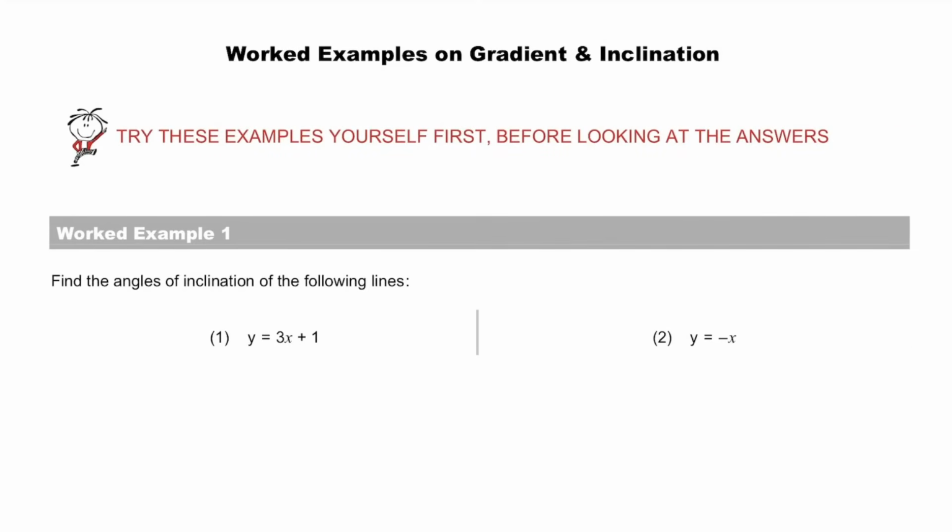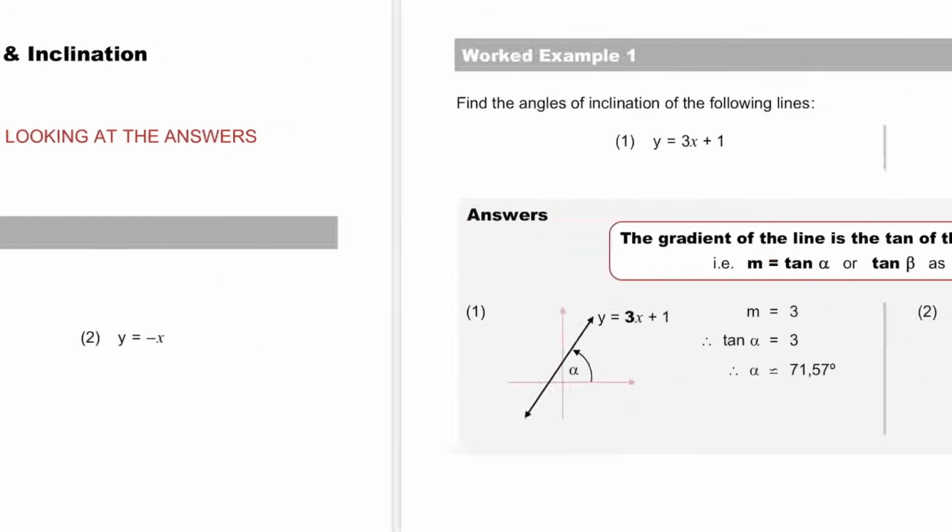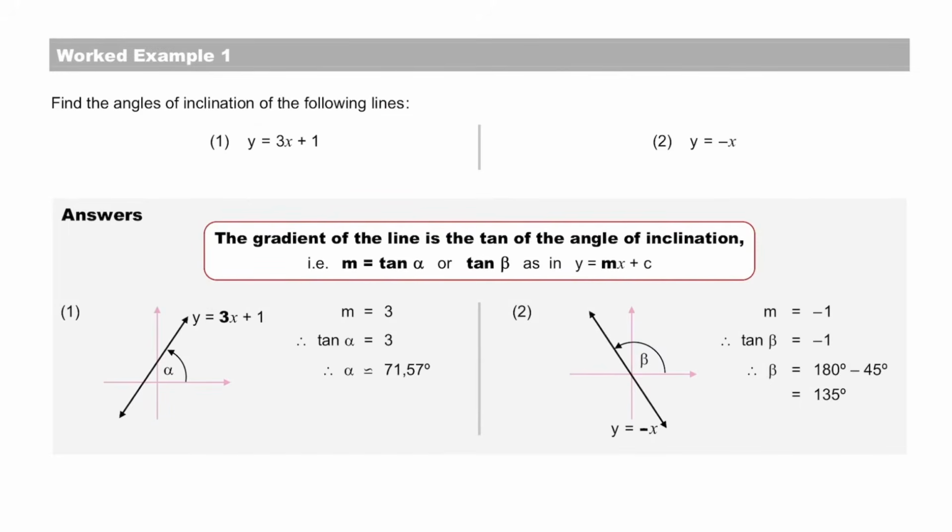Now, some worked examples on gradient and inclination. Try these examples yourself first before looking at the answers. Worked example 1. Given the equations of two lines, find the angles of inclination. Pause while you do so. Pause while checking your answers. Remember, the gradient of the line is the tan of the angle of inclination.